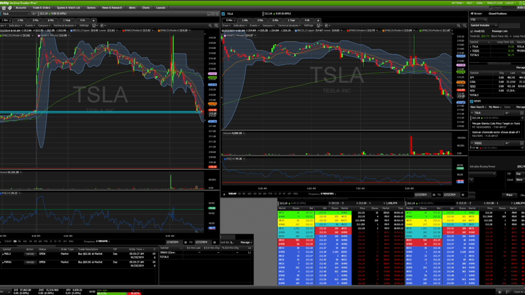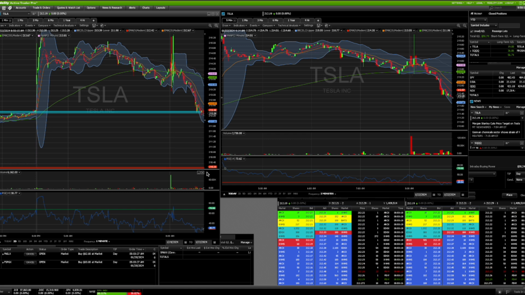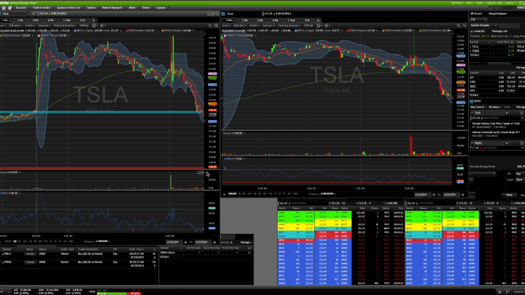But we have our levels mapped out. We want to see it come down a little more, below like 210.50, for a potential long scalp entry. And then we'll take it from there.